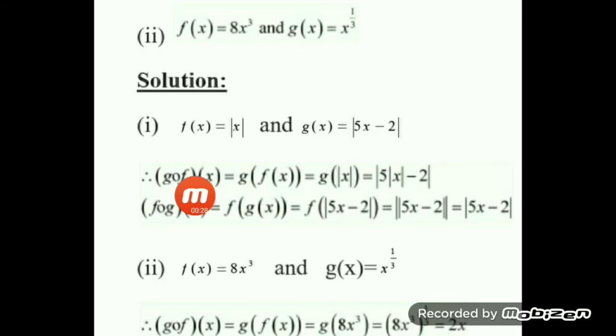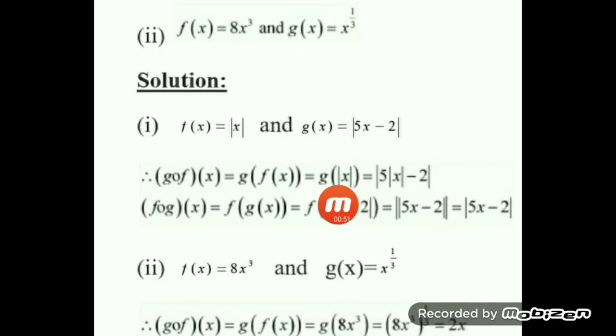GOF of x, by definition, can be written as g of f(x). Then use the given definition of f(x). By definition, f(x) is mod x. After that, use the g(x) definition. In the place of x, we have to write the modulus of x. So it becomes 5 into modulus of x minus 2. This is the solution of GOF of x.